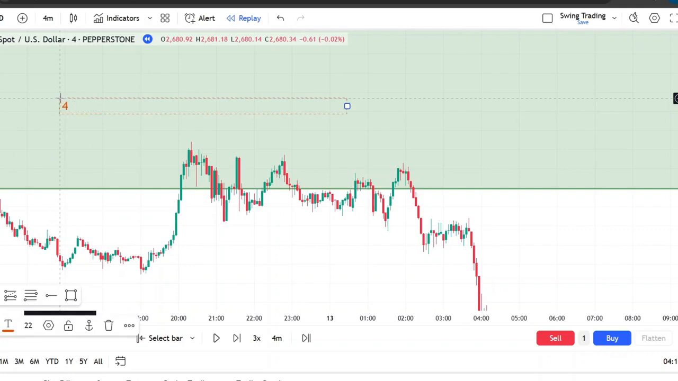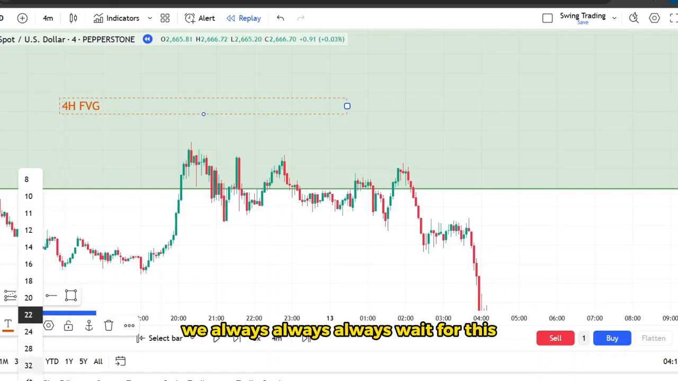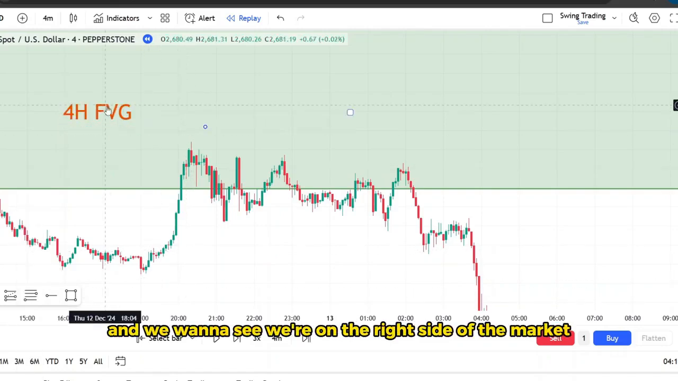Let's put this in caps. This is the 4 hour fair value gap. We always wait for this. We wait for price to hit it, and we want to see we're on the right side of the market.